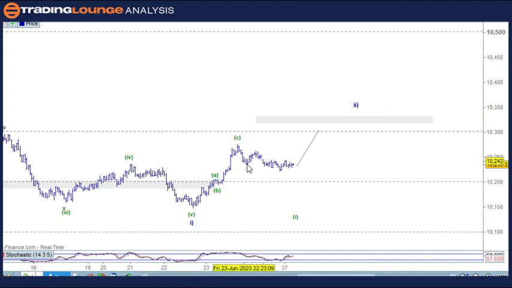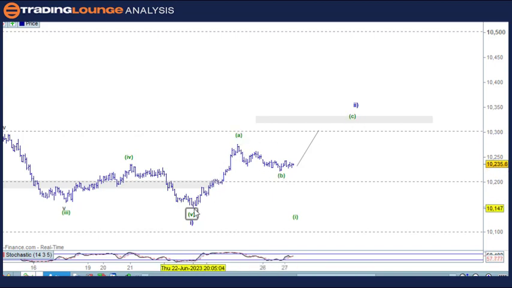But it does look like a nice ABC pattern to this point. So as long as that low stays in here, we should see some upside. If that low is breached here, then we've got a bit of an issue. So we're going to put the B wave here and the C wave over here for a moment.